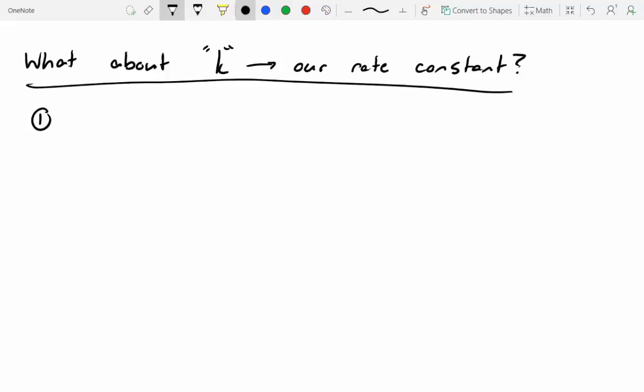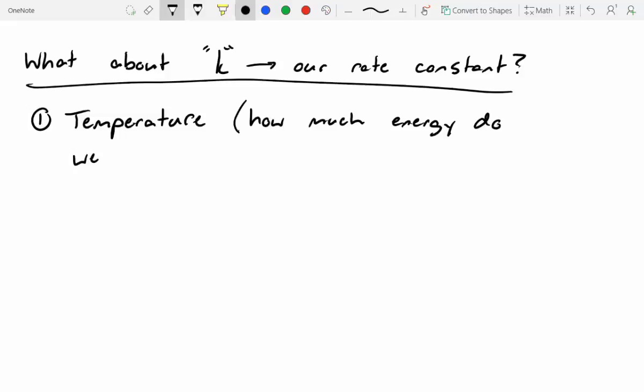So I heard temperature, I heard orientation. Catalyst is actually something a little bit different. We'll talk about that next though. But let's write down the few that we have. So we've got temperature. The way I think about temperature is how much energy do we have to climb this activation energy? If temperature is high, you've got a lot of energy, and that can help you overcome that energetic barrier.